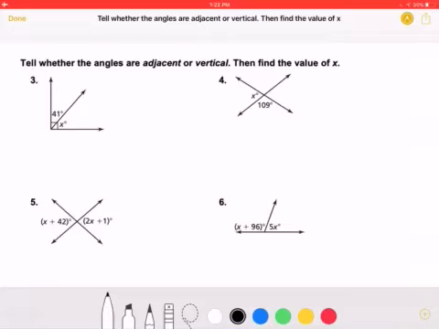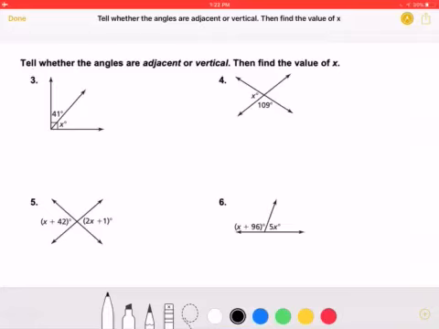Hi class, I wanted to do this quick how to solve for X video because I'm getting a lot of questions and I want to help you out because I know I'm not physically there with you, which is kind of the struggle of this virtual learning. But I hope this can be helpful to you.